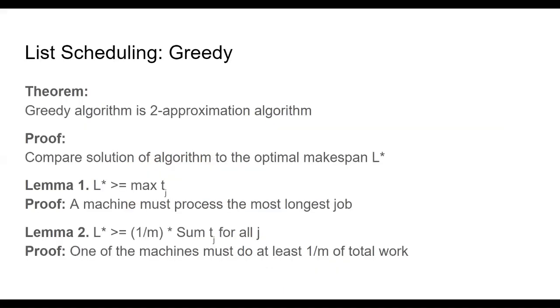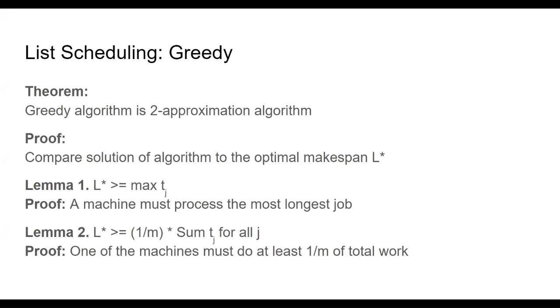Moving from offline algorithms, I will now explain this online algorithm, as very often the input data is not known ahead of time in the real world. So this is the greedy algorithm, a two-cost approximation algorithm. In order to prove it, we must first compare the solution of the algorithm to the optimal makespan, which we will call L star.